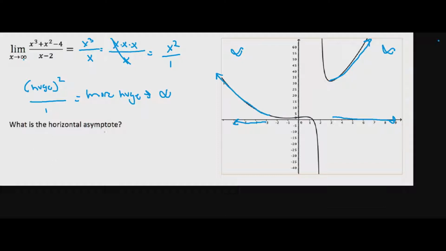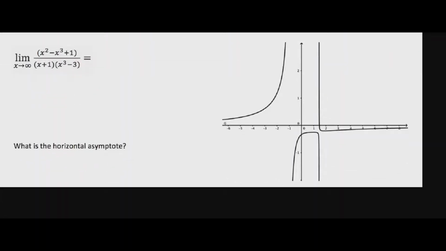So what is the horizontal asymptote? Well, it does not exist, because the numerator is larger than the denominator. Let's go ahead and look at this example problem.